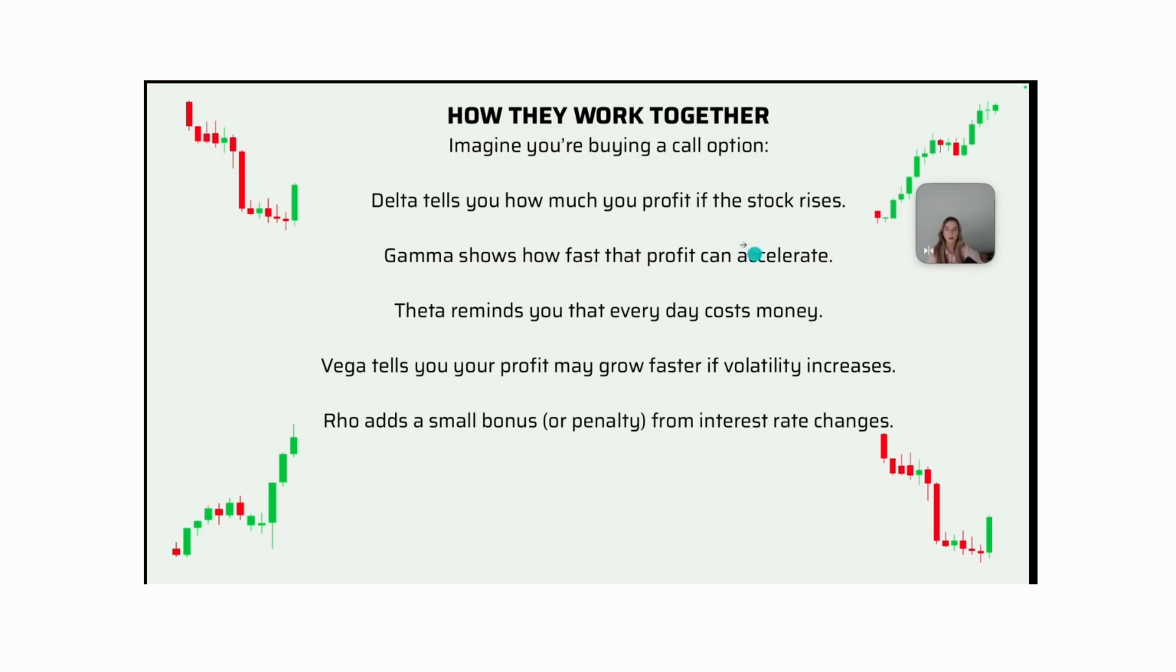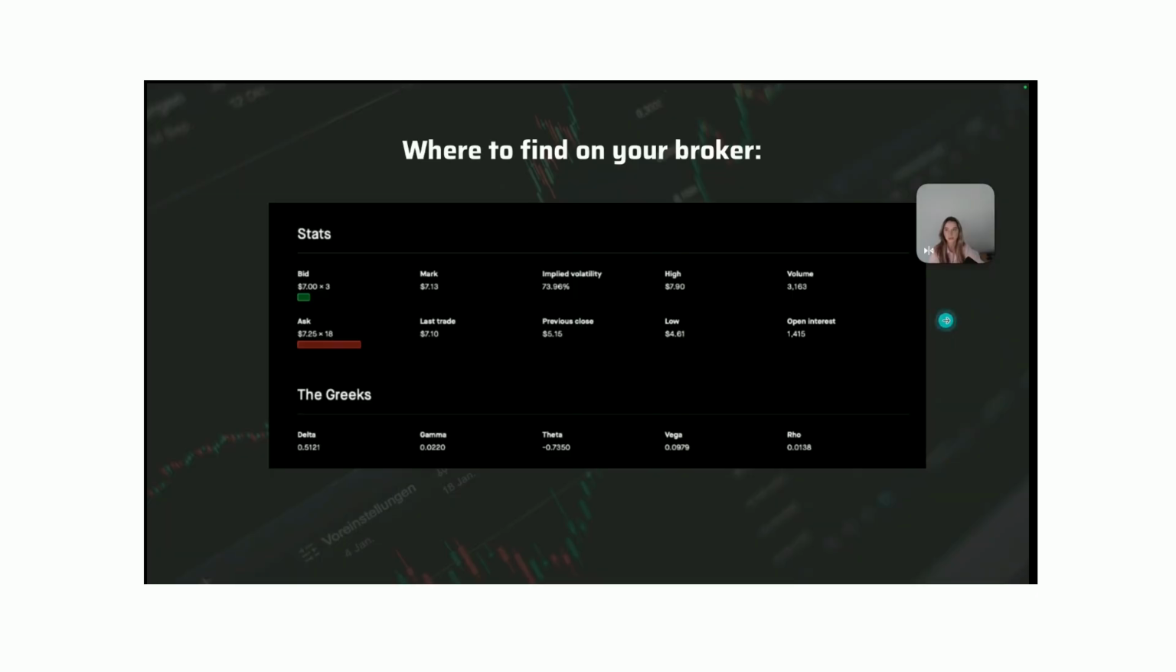So how do they all work together? Imagine you're buying a call option. Delta tells you how much you profit if the stock rises. Gamma shows you how fast that profit can accelerate. Theta reminds you that every day costs money. Vega tells you your profit may grow faster if volatility increases. And rho adds a small bonus or penalty from interest rate changes.